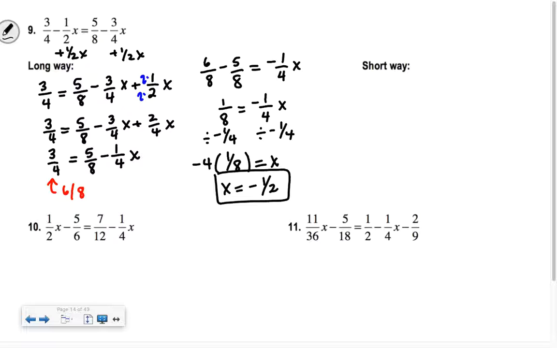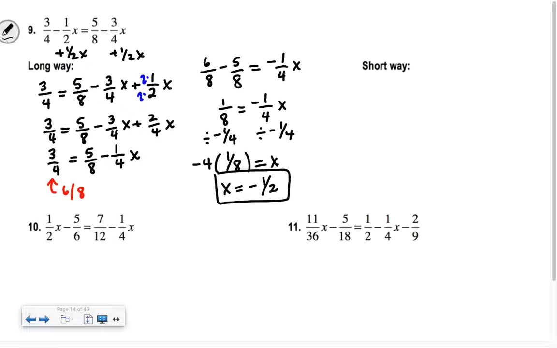So who knows the shortcut method? What do we do? Yeah, what do you think? Multiply by the least common multiple. Yeah, the least common denominator. So we look at all of the denominators and we say, well, I have a 4, a 2, and an 8.